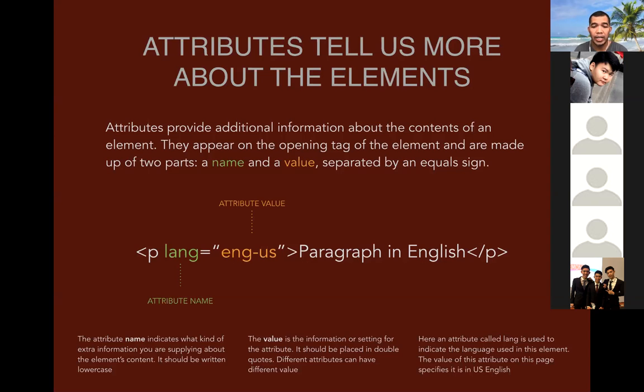So the value is the information or setting for the attribute. It should be placed in double quotation marks, right? So if you have more attributes, you have to have a space, then you can include another attribute. Okay, here an attribute called lang is US English, indicating that the language used in this element is English US. So the value is en-US.